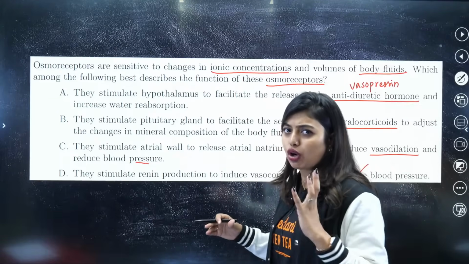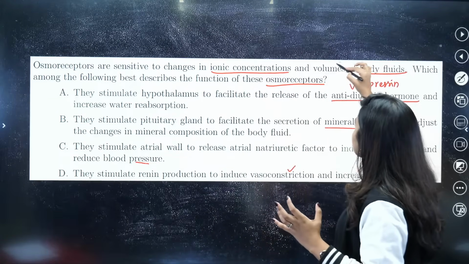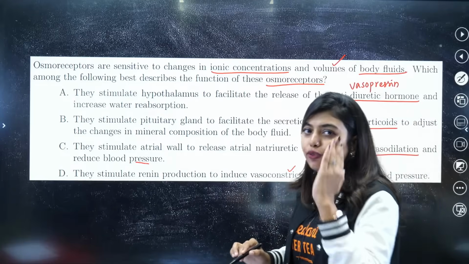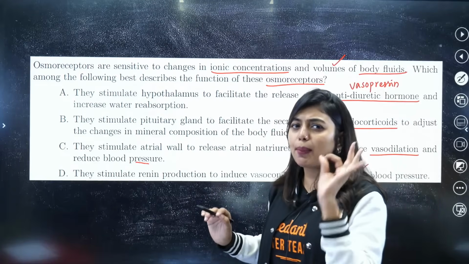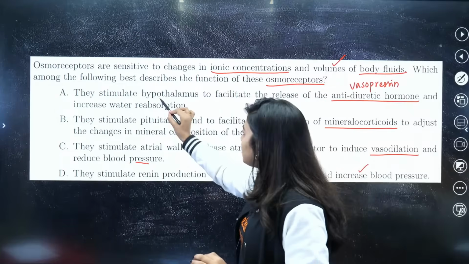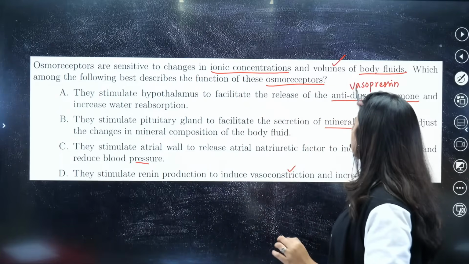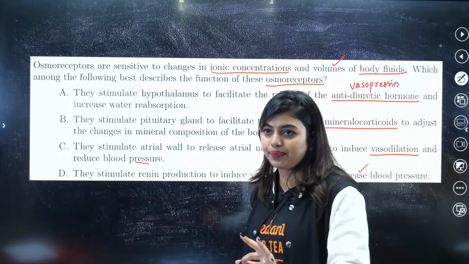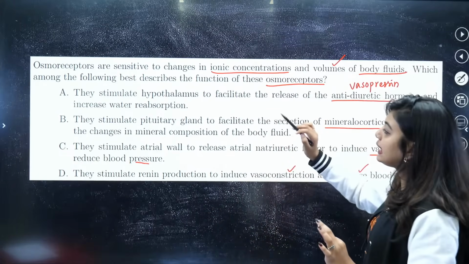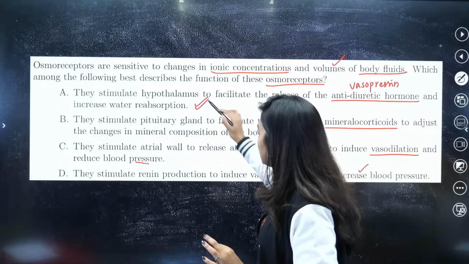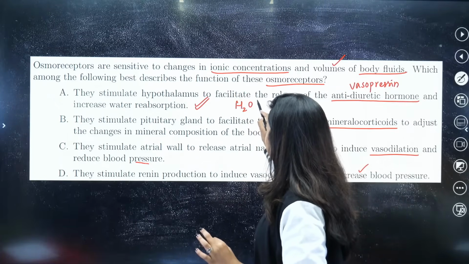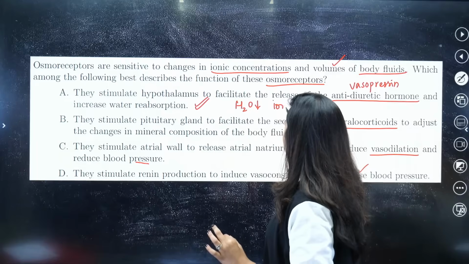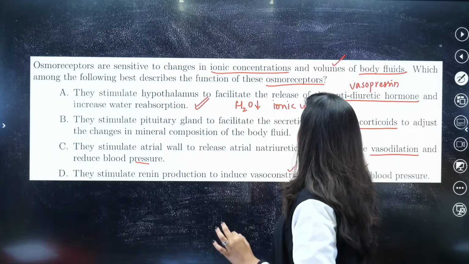That means your salt and water balance. Volumes also, this means H2O, if water reduces. So the most appropriate answer is they stimulate the hypothalamus to facilitate the release of antidiuretic hormone, or vasopressin, and increase water reabsorption. Whenever water is less, automatically your ionic concentration also will decrease.